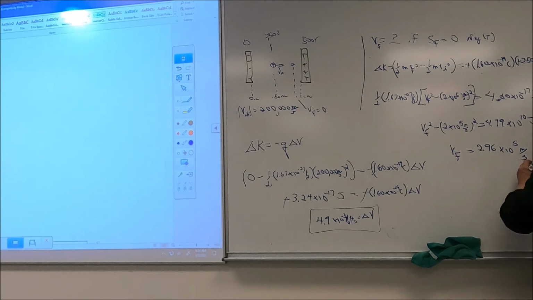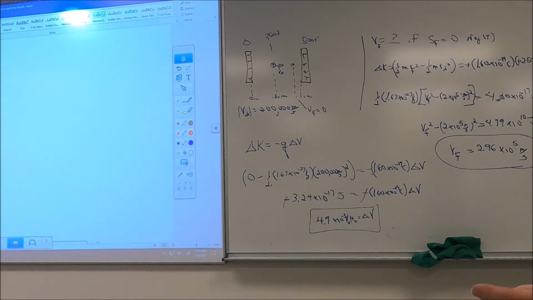Which is what we would expect. And V final there, remember, is just a magnitude, because when we do energy, it gives us magnitude. Okay? This is how we do particle acceleration.